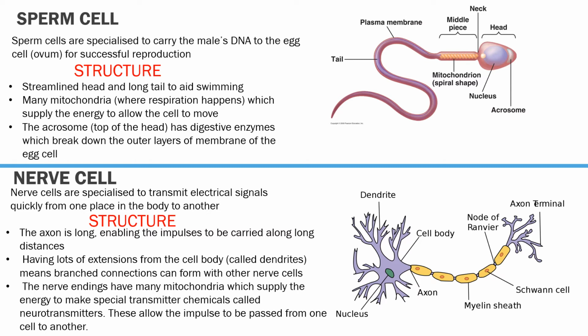So sperm cells are specialized to carry the male's DNA to the egg cell, which is also called the ovum, for successful reproduction. It has an amazing structure. One of its structures is that it has a streamlined head and a long tail to aid swimming. It has many mitochondria where respiration happens, which supplies the energy to allow the cell to move.